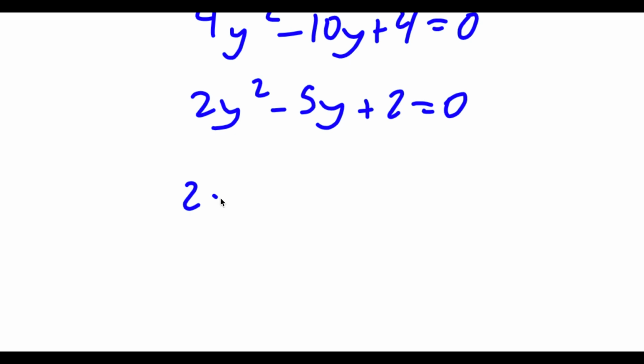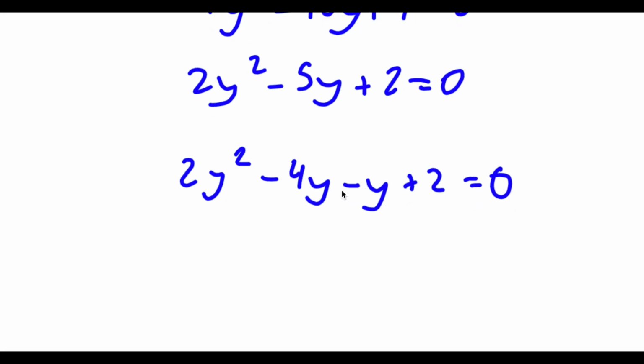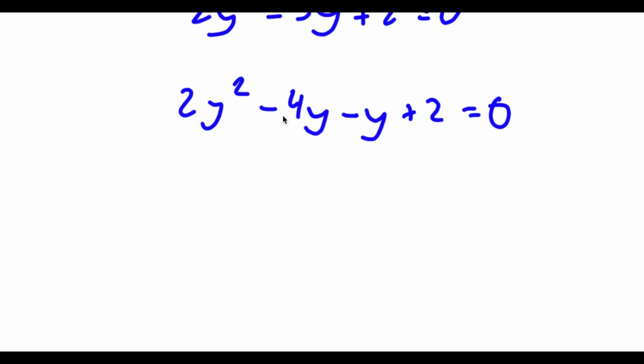Now I can rewrite this as 2y squared minus 4y minus y plus 2 is equal to 0. Now I'm going to factor by grouping. So 2y squared minus 4y, I'm going to factor out 2y, so I get 2y times y minus 4.